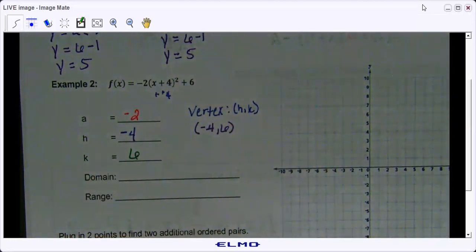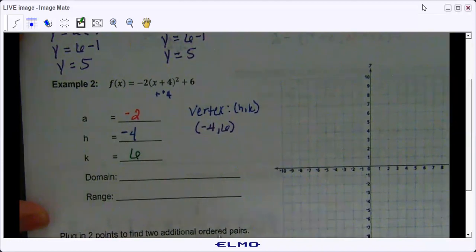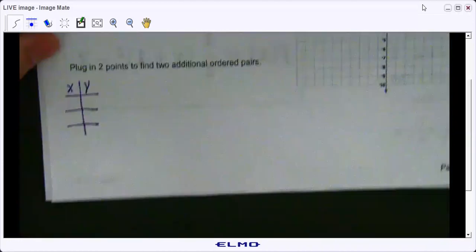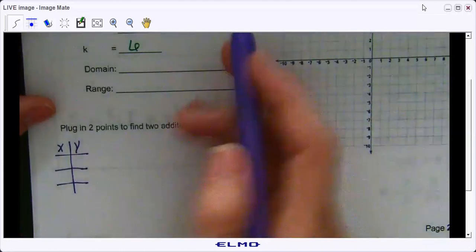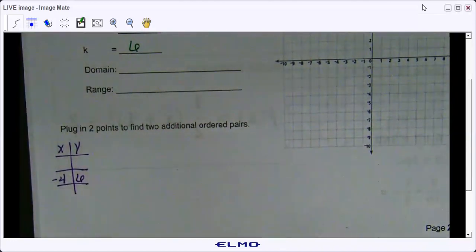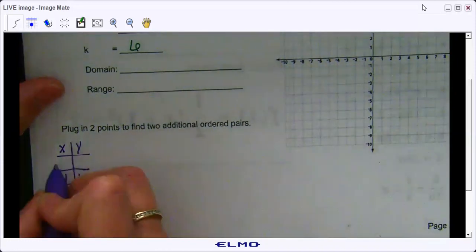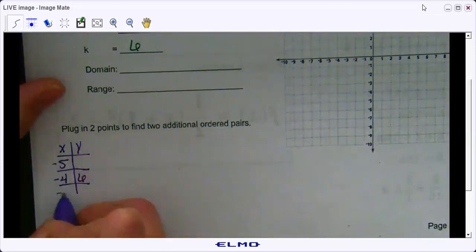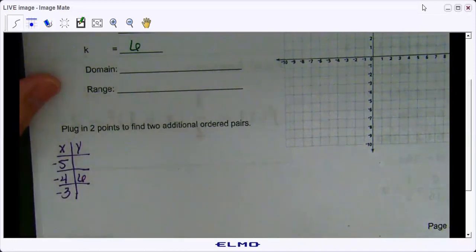Okay, good. So now what we have to do is, and I didn't draw the table up here because I was running out of room, but we need 3 points. We already have 1 point. We have our vertex. I'm going to put that in the middle. It's -4, 6. So now we need 1 point below it and 1 point above it. So we're going to use -5 and -3. Okay.